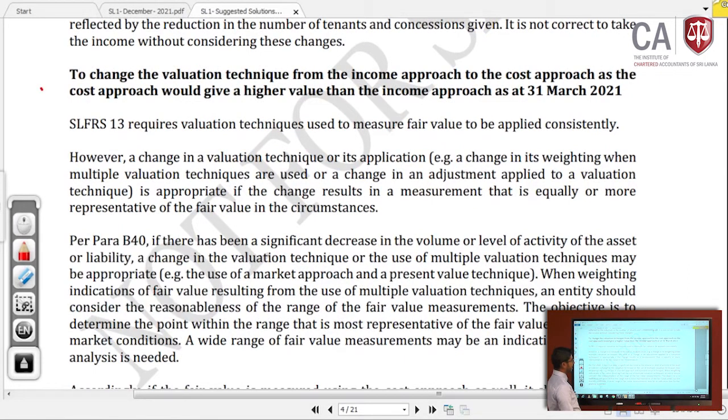We have a lengthy answer. I will summarize and tell you somehow. Changes valuation technique from income approach to cost approach. Income approach to cost approach, right?